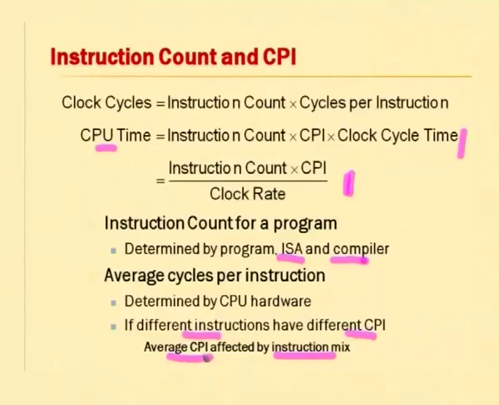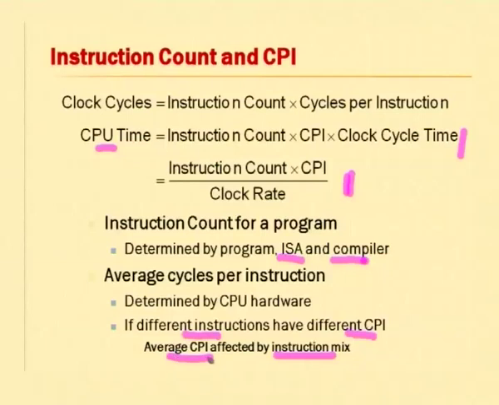So this average CPI is the one which I will have to use to calculate the CPI that I am talking about over here. When I said CPI, clock cycles per instruction, we almost assumed that all instructions will take the same number of clock cycles. That need not be the case. Different instructions may take different amounts of clock cycles to execute, in which case I will have to find out the average CPI value here. This is important. Once I know the instruction count and the CPI, doing performance calculations becomes easier.